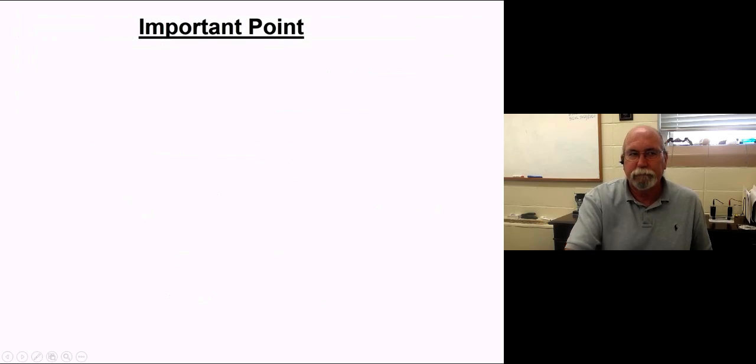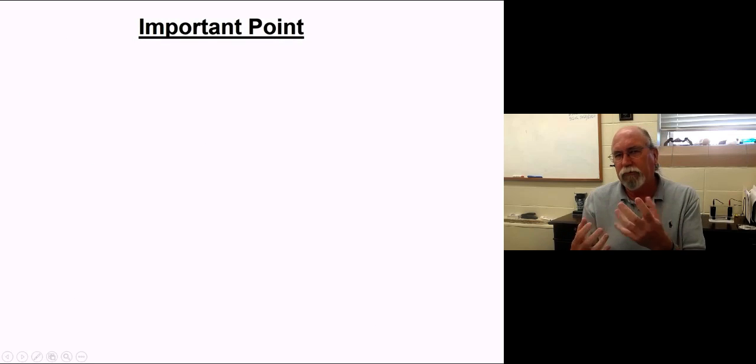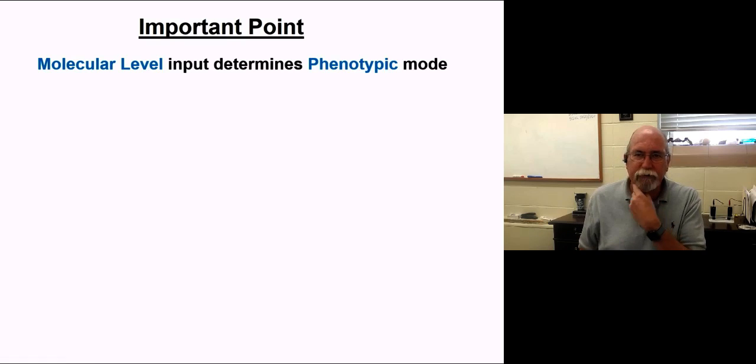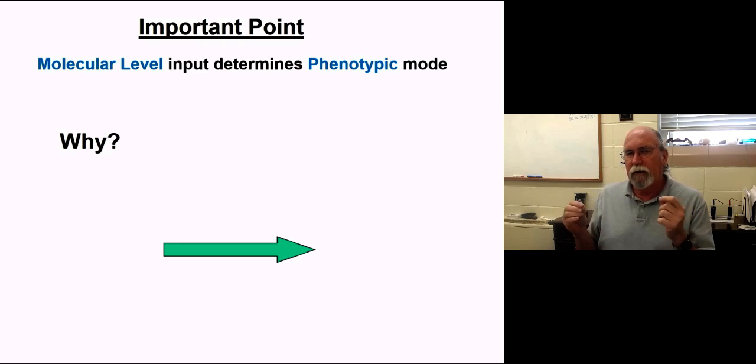All right, so let's move from that back toward the molecular stuff just for a moment. How does all this occur is a big question. At the molecular level, input basically eventually determines this phenotypic mode, okay? Why is that? Because I've pointed this out, and I'll say it many times. There are no genes for noses, right? There are no genes for ears or eyes or anything else.